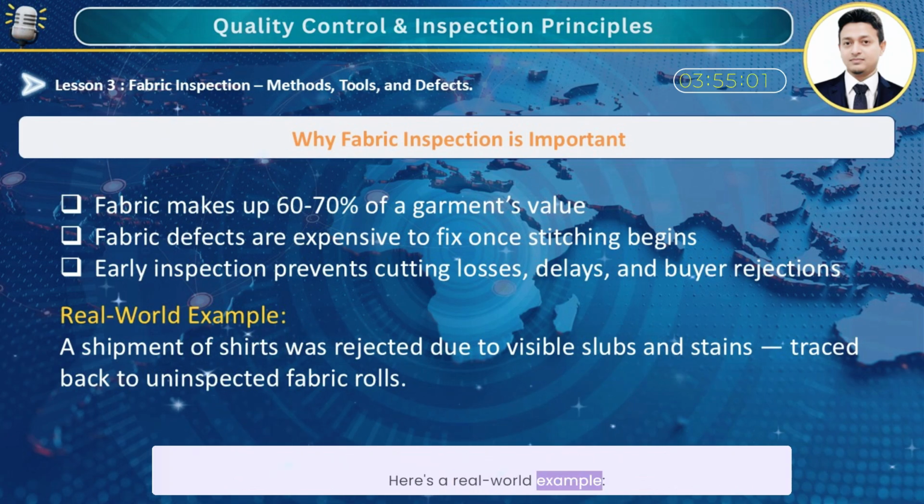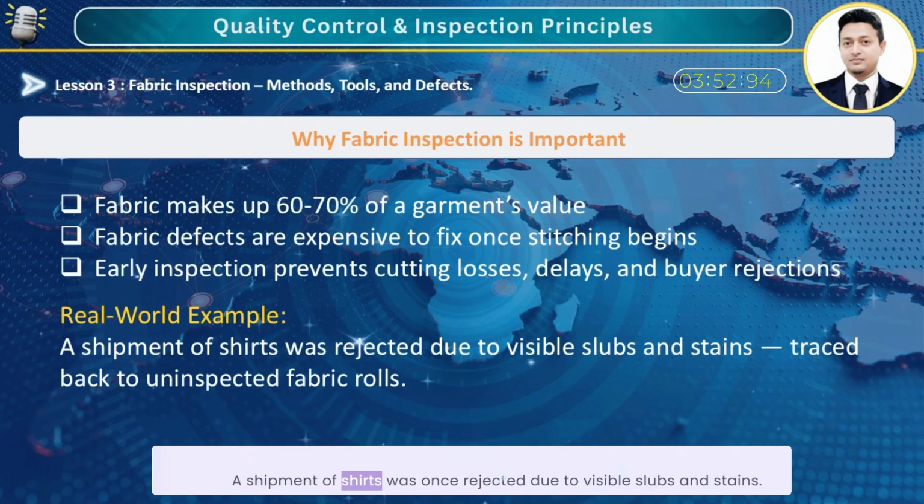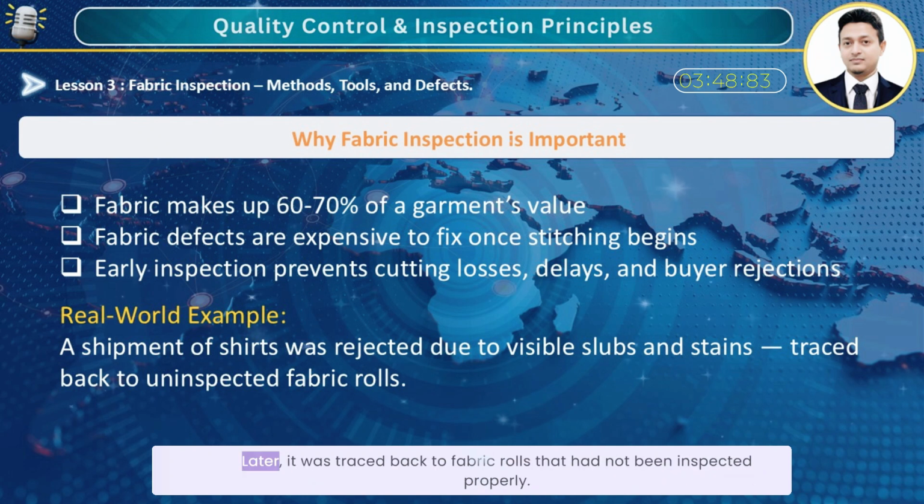Here's a real-world example. A shipment of shirts was once rejected due to visible slubs and stains. Later, it was traced back to fabric rolls that had not been inspected properly.